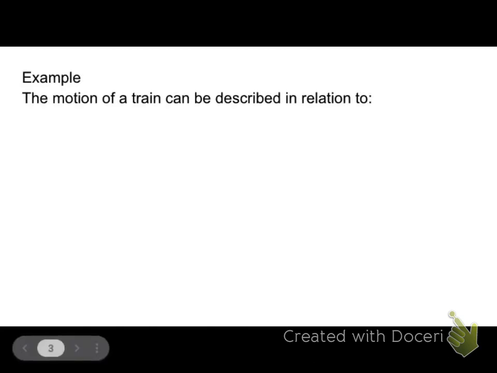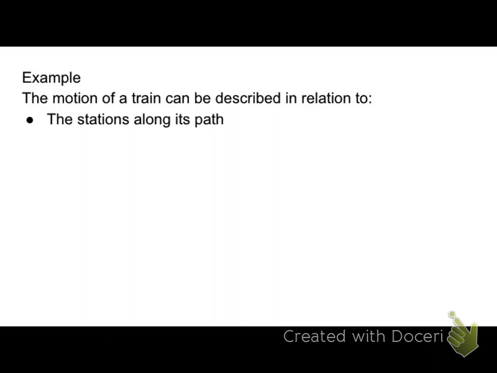So here's an example for you. If we're looking at a train and we're trying to decide if that train is moving or not, we can't look at just the train. We have to look at the background that the train is on in order to determine if it's moving. But there are several background systems in which the train is technically moving. For example, if you look at the stations that are along the path of the train and you compare its position to those, then you can see that the train is in fact moving. It went from one station to the next, therefore it must have moved.